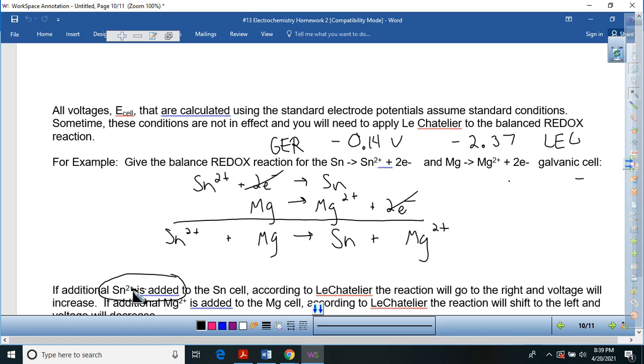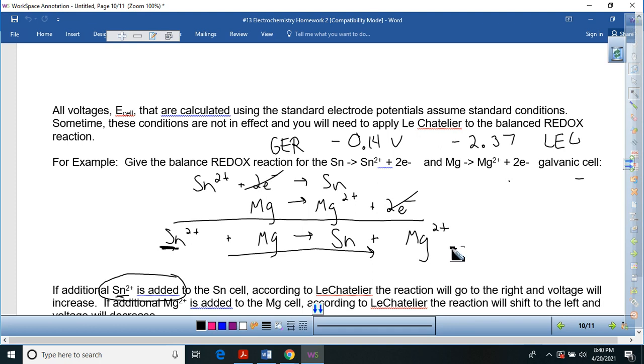Okay, so this question is asking, will the reaction go to the left or the right, and what happens to the voltage if we add Sn2+? So if we add Sn2+, we're adding more of this substance right here. And anytime you add something, according to Le Chatelier, it goes away from what's being added. So it's going to go to the right. That pushes the reaction to the right, which will increase your voltage. So as long as it goes to the right, that increases the voltage.